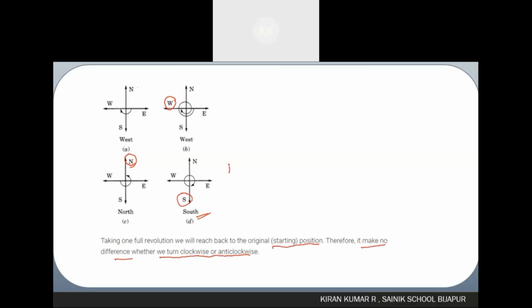Suppose take this question D. Here it is clockwise. If it is anti-clockwise also, the person would face south. So it doesn't make any difference whether you turn clockwise or you turn anti-clockwise.